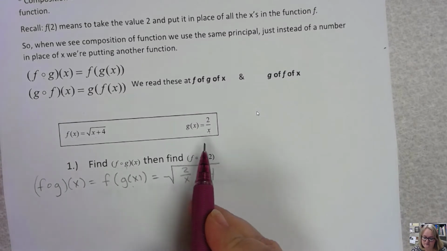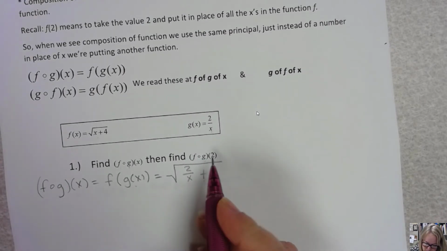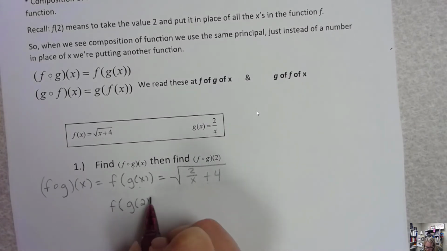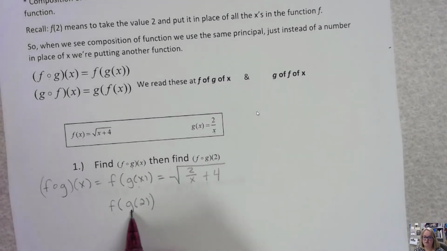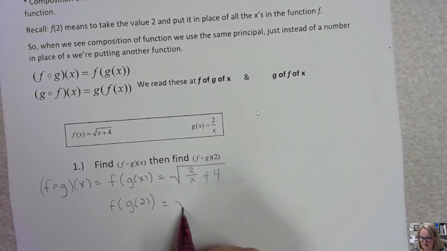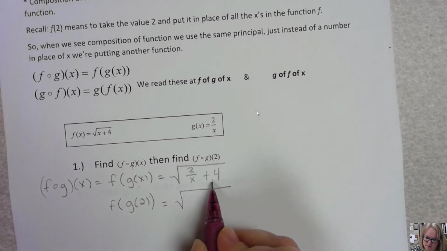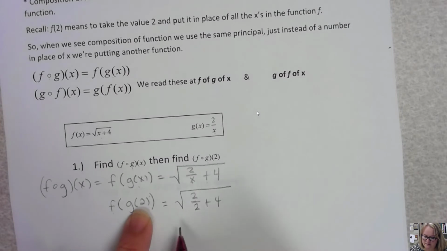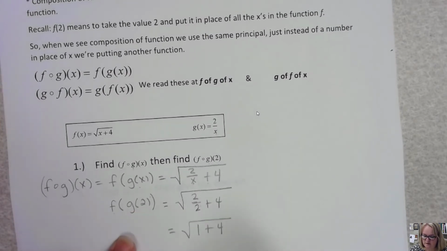Next, they want me to find f of g of 2. So I'm going to take that 2 and fill it into my function here. Here's my function, the square root of 2 over x plus 4. In place of x, I'm going to put the number 2. So instead of writing this x, I'm going to replace it with 2. Then I'm going to simplify it. So 2 over 2 is 1, plus 4 leaves me the square root of 5.